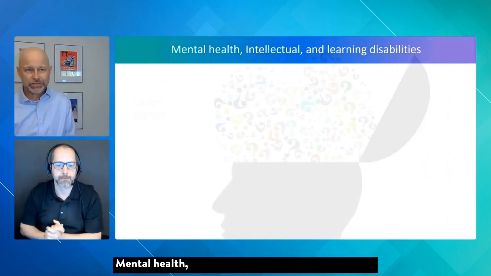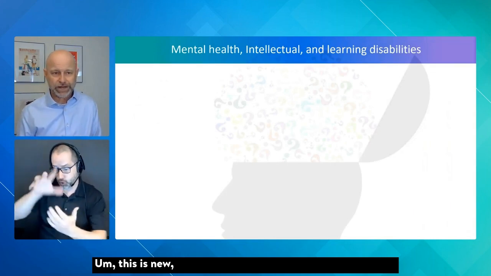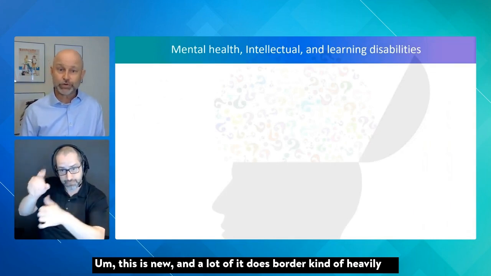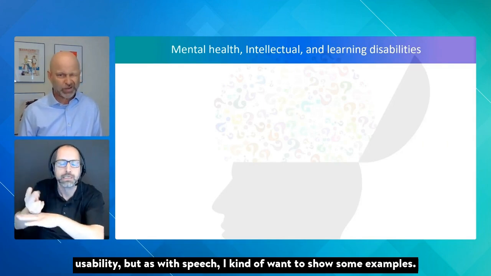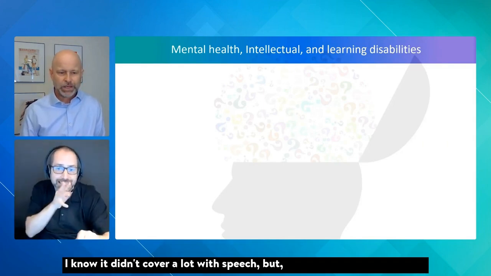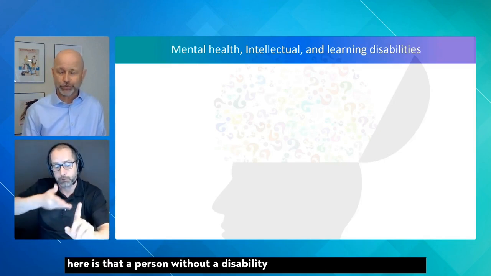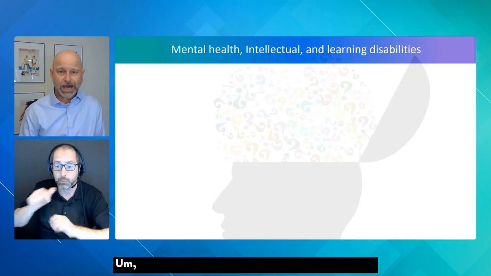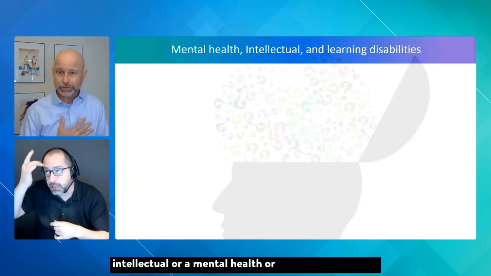Okay, mental health, intellectual, and learning disabilities. This is new, and a lot of it does border kind of heavily on usability. But as with speech, I kind of want to show some examples. I know I didn't cover a lot with speech, but the important thing to note here is that a person without a disability will struggle through your site. I don't have a disability, an intellectual or a mental health or a learning disability.